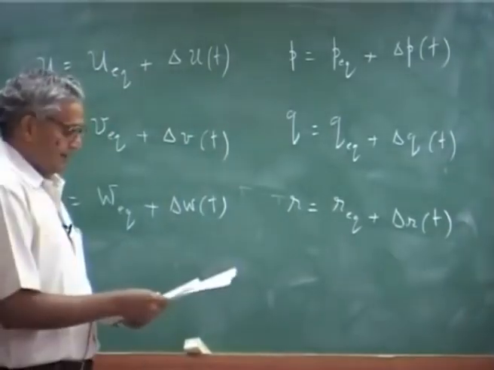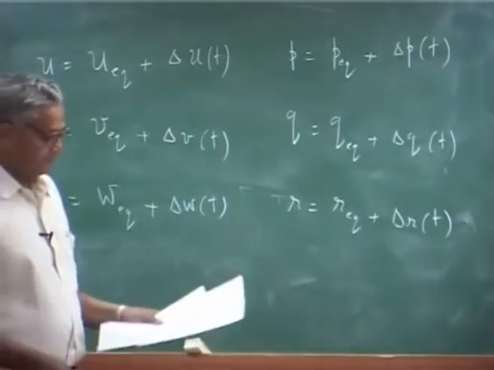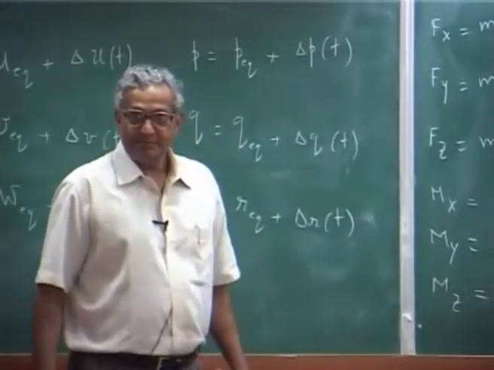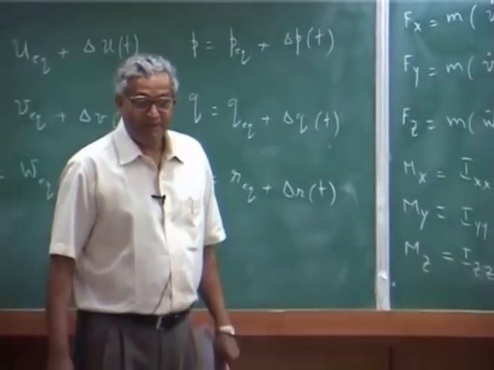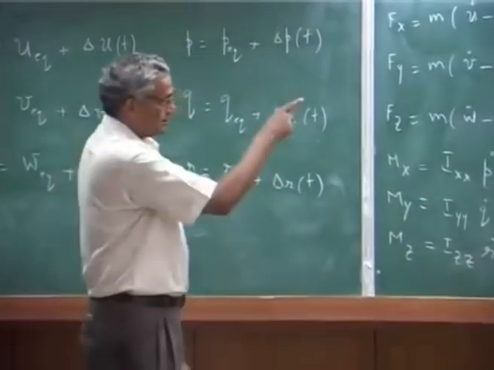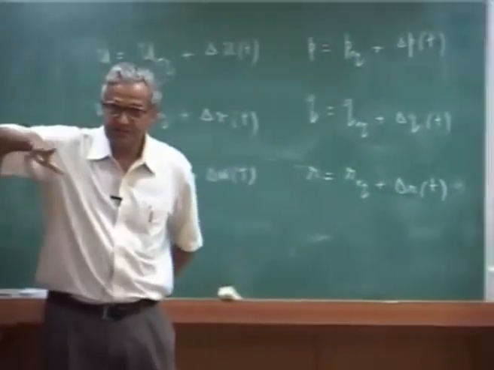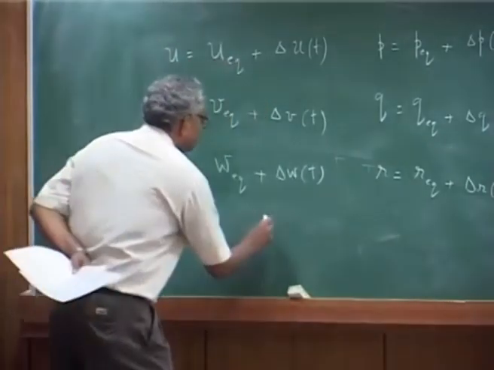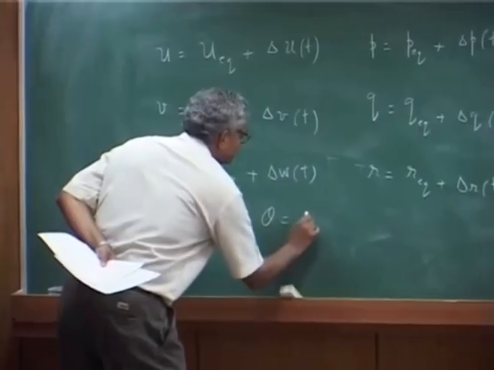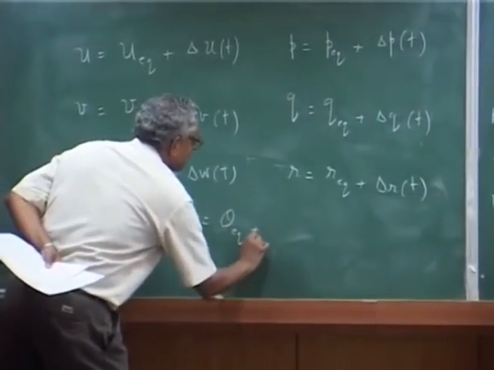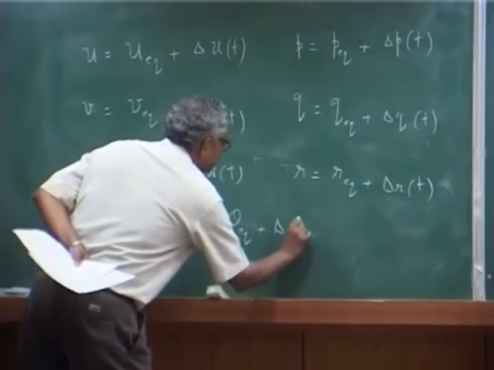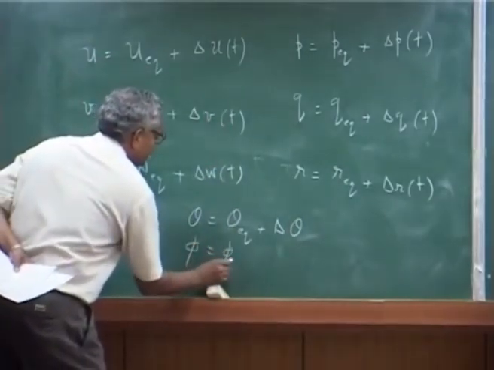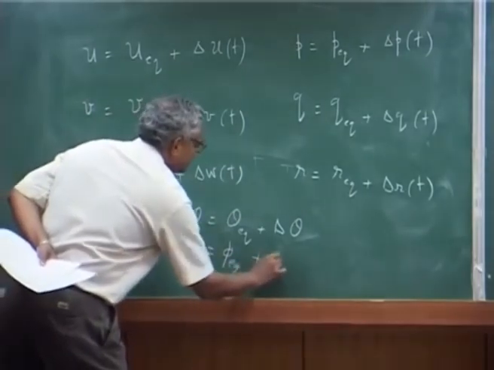Okay. Then you need to have also your theta equilibrium, phi equilibrium, because theta and phi, that is the orientation of the vehicle. So, I will have theta is theta equilibrium plus maybe delta theta, and phi which is the phi equilibrium plus delta phi.